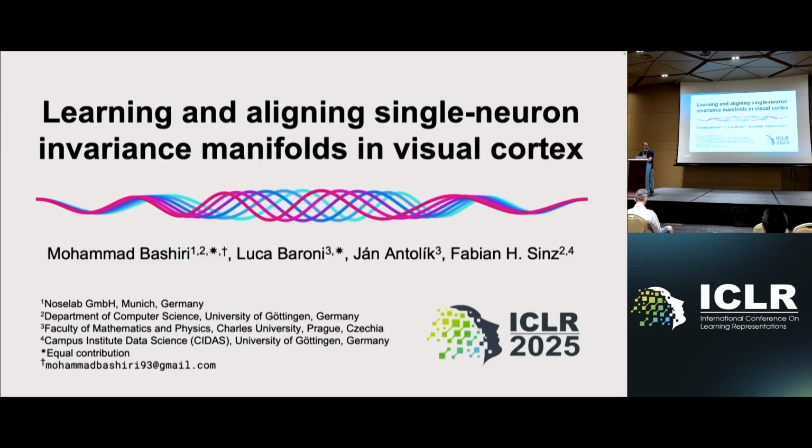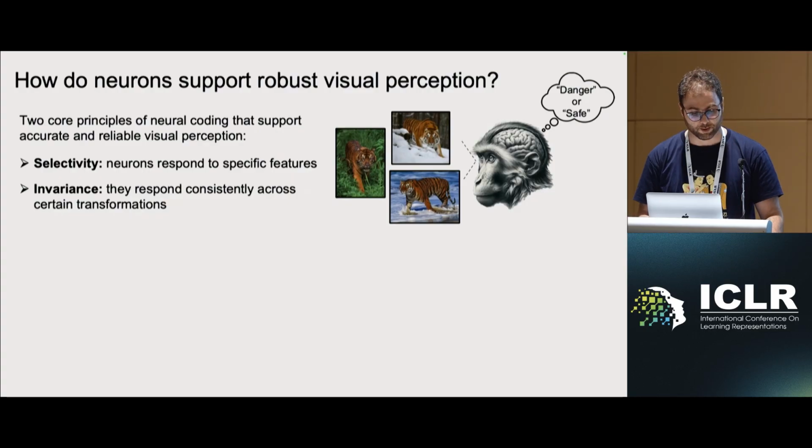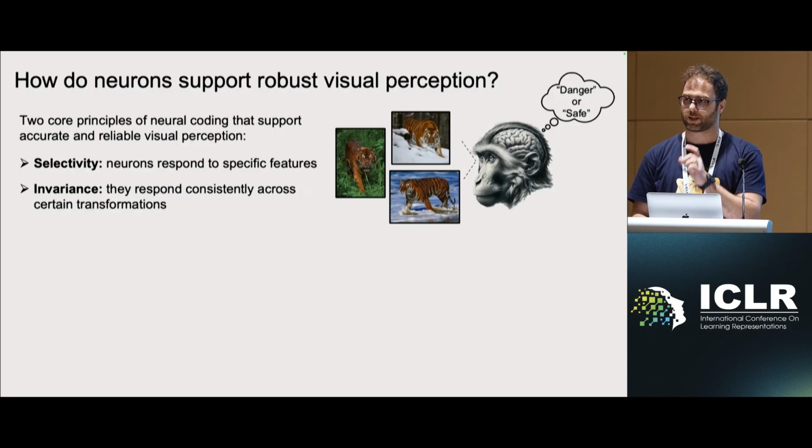Hello everyone, I'm Mohammad and I'm here today with Luca to talk about our method, which on a very high level serves one of the fundamental questions in computational neuroscience: how do visual sensory neurons in our brain enable us to perform visual tasks like object recognition so well, despite huge variations like in the background or lighting conditions, etc. And there are two core neural coding principles that support this.